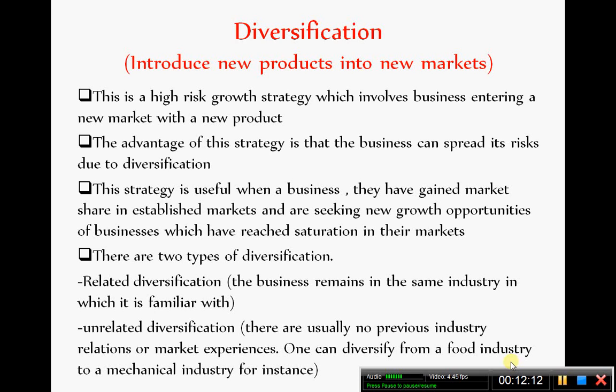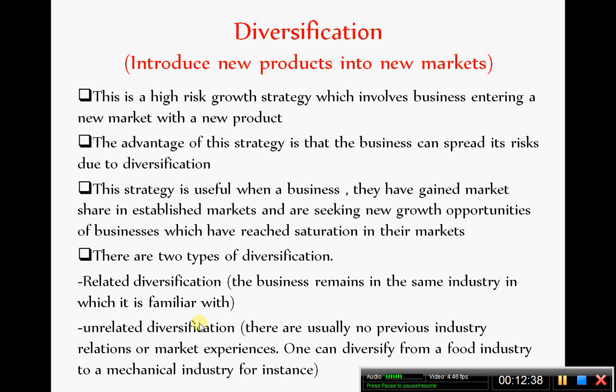However, there are two types of diversification: related diversification and unrelated diversification. Related diversification, of course, remains in business in the same industry, whereas unrelated has no previous market experience. For example, diversifying from the food industry to the mechanical industry.